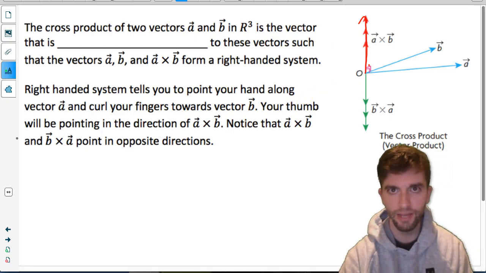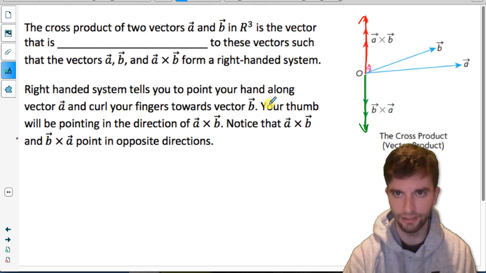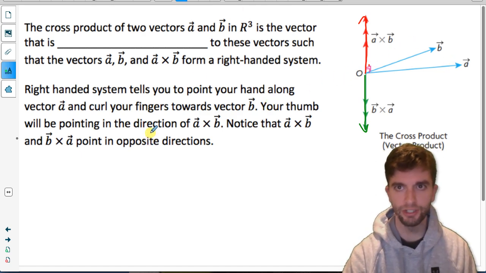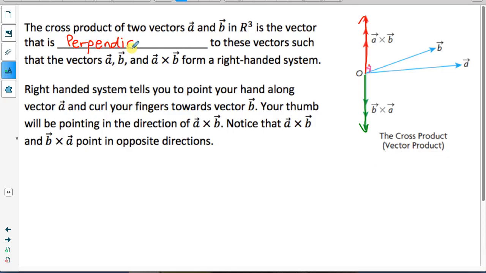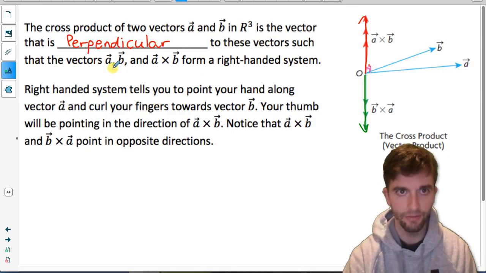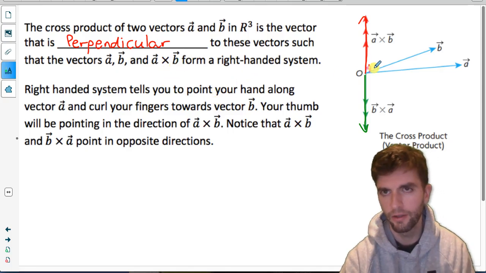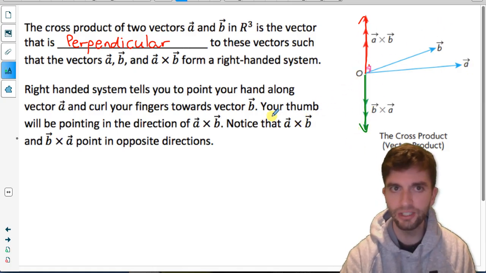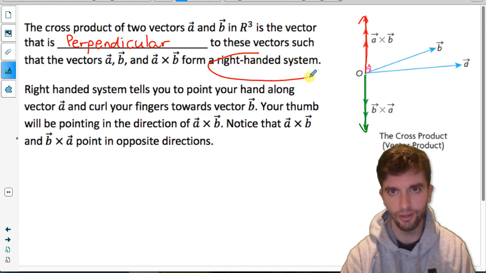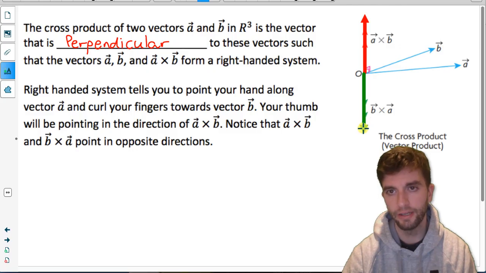Same with vector B cross A. This one down here is also perpendicular to both vector A and vector B. So the first main property of a cross product we should understand now is that the cross product of two vectors A and B in 3-space is the vector that is perpendicular to both of those vectors, such that the vectors A, B, and A cross B form a right-handed system. Since A cross B and B cross A are both perpendicular to A and B, how do we know which direction our cross product is going in? We have to use this thing called a right-handed system to figure out that A cross B goes in that direction, and B cross A goes in that direction.